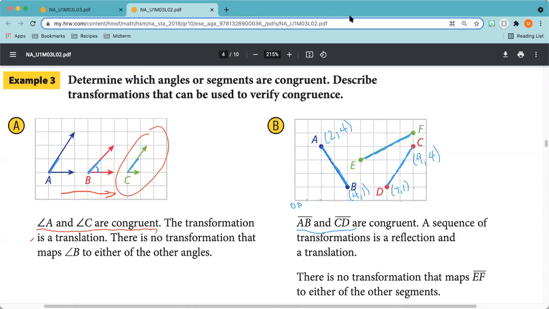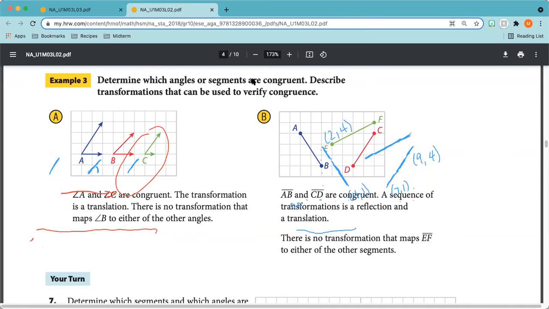Segment EF is too long. It cuts through 4 while the other two are about 3. So we see there's no actual math here. It's just kind of like, yeah, that looks about right.